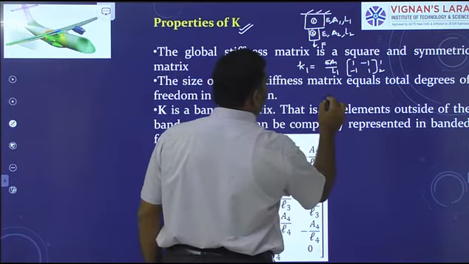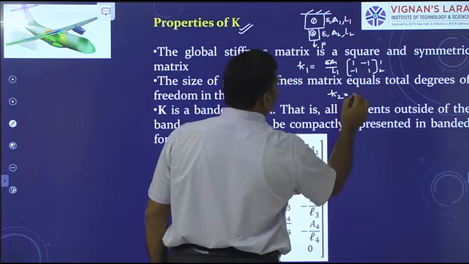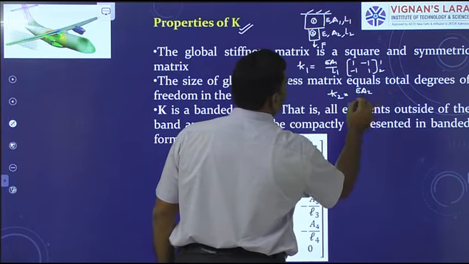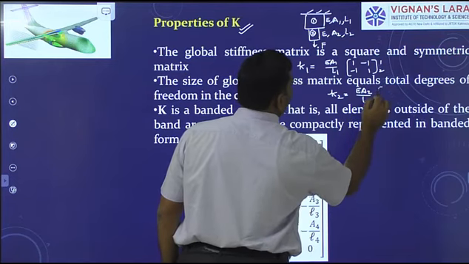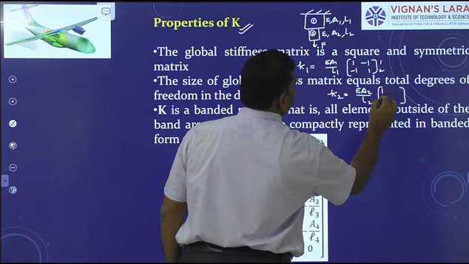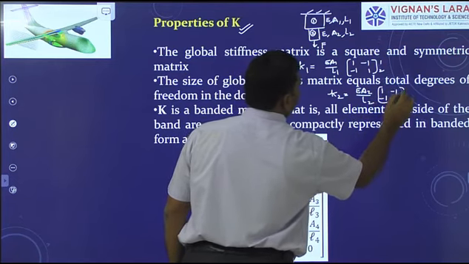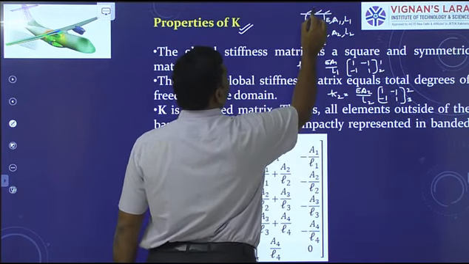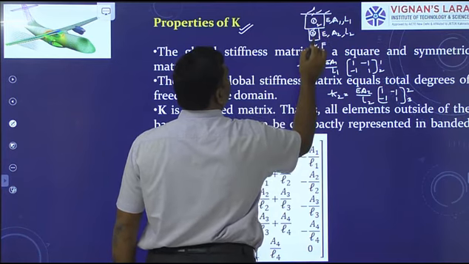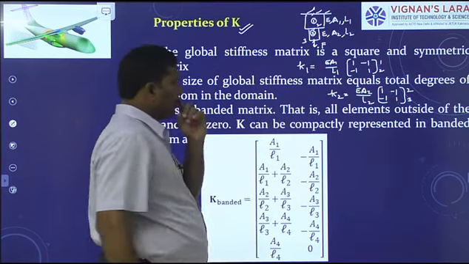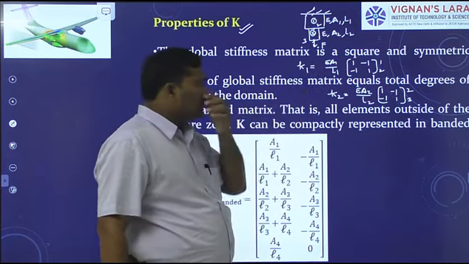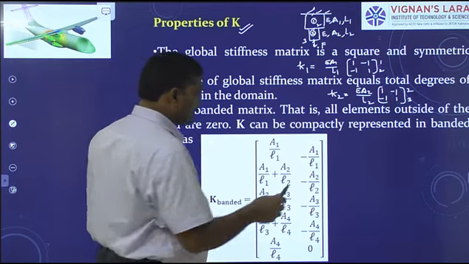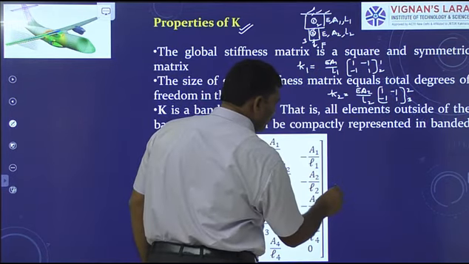And for the second element, what is K2? K2 equals E A2 by L2 into a 2 by 2 matrix with elements 1, minus 1, minus 1, plus 1. What are the corresponding degrees of freedom? 2 and 3. This is node 1, this is node 2, and this is node 3. Right? Now you assemble these two, you get the global stiffness matrix capital K. That I tell you now.